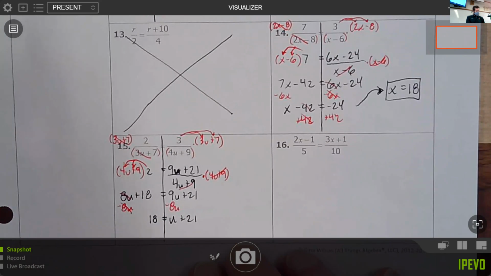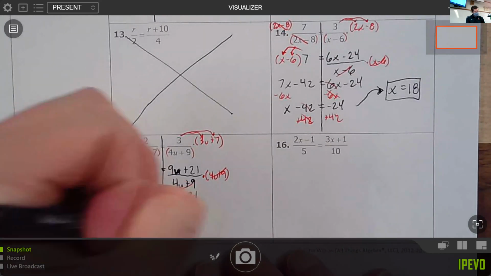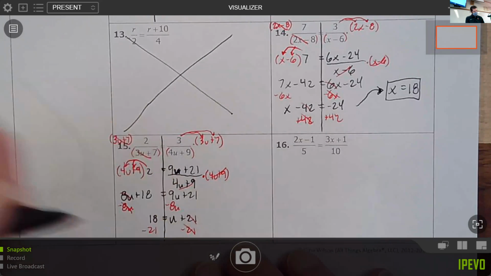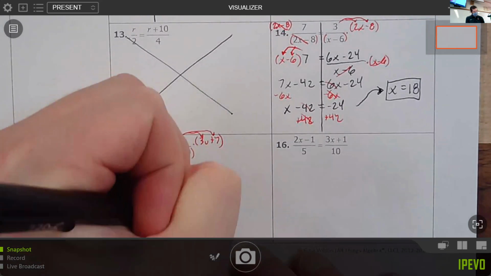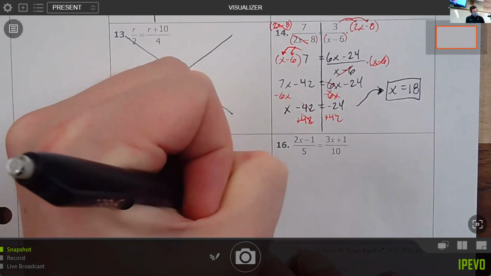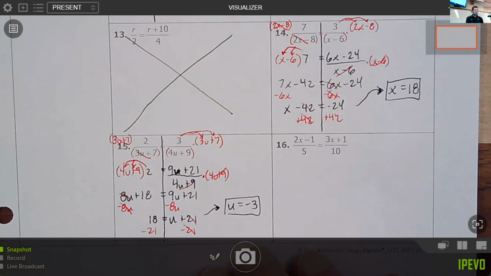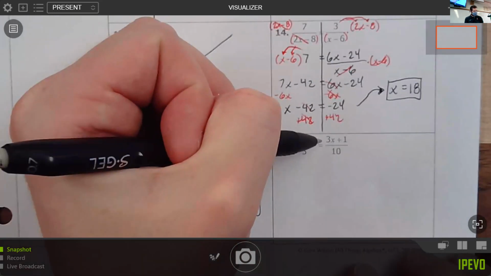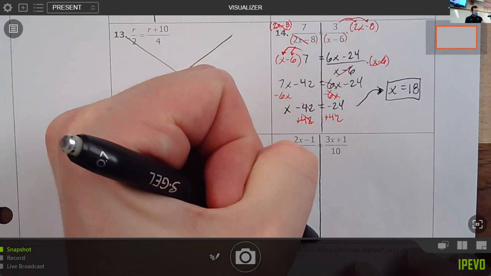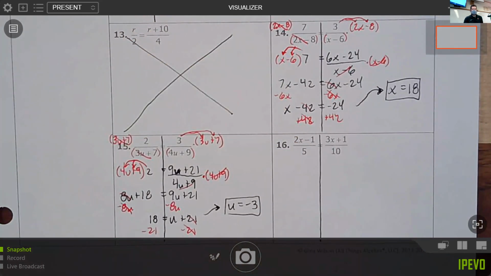And the last step, minus 21 from both sides. 18 minus 21 means that u is equal to negative 3. Or if you want to have negative 3 equals u, same thing. Negative 3 for u on number 15. All right, try the last one on your own, number 16. Take a couple minutes on it.